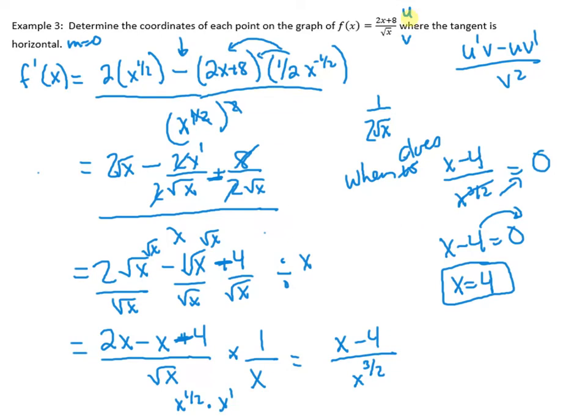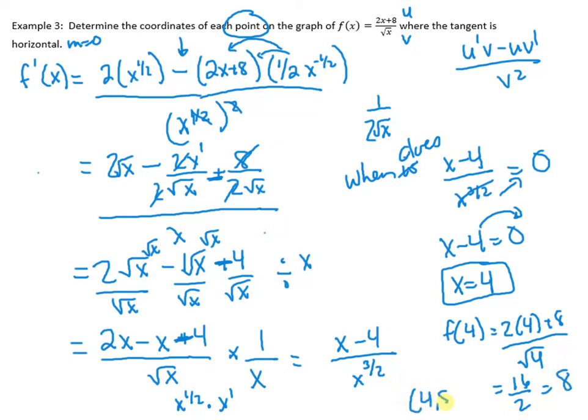If a question specifically asks for the point, then what we have to do is plug that 4 back into the original to find where the point actually lies. Okay, so we get 8 plus 8 is 16 over 2. Okay, so the point is at (4, 8).